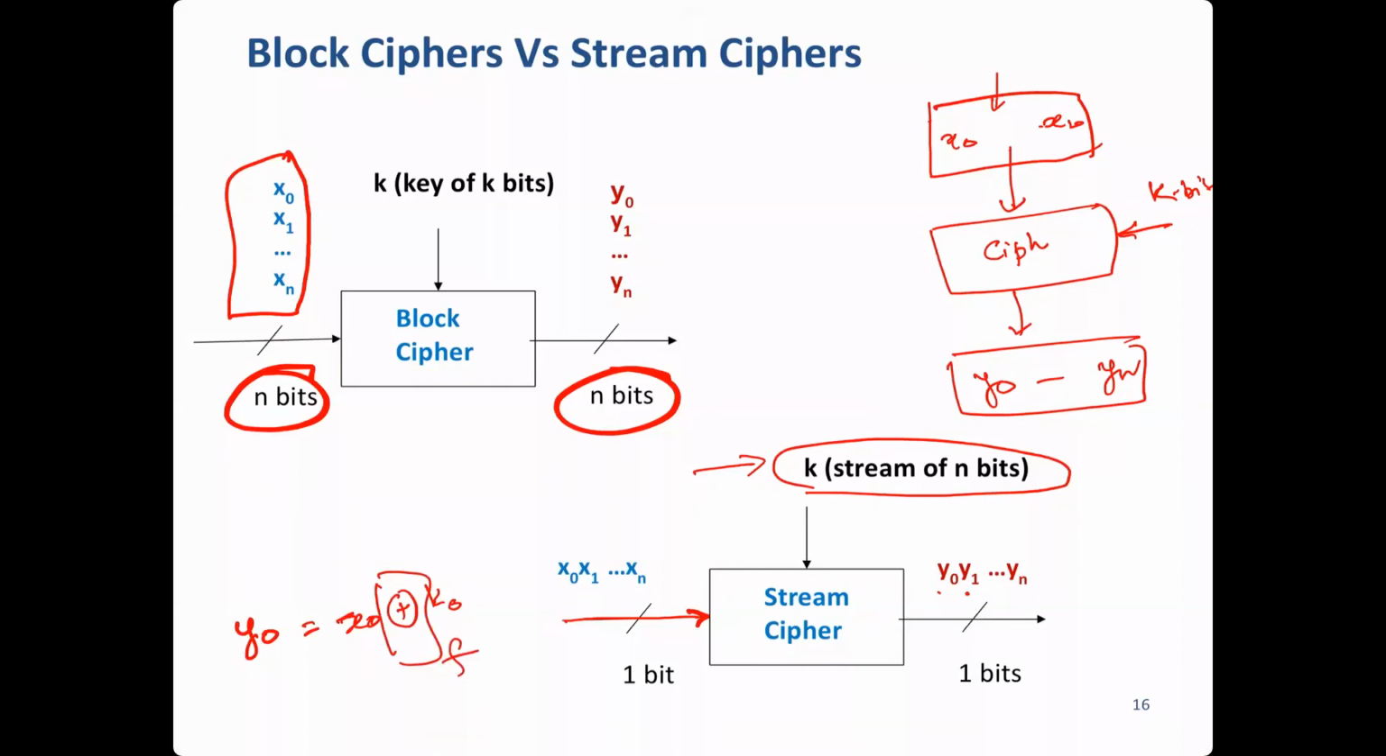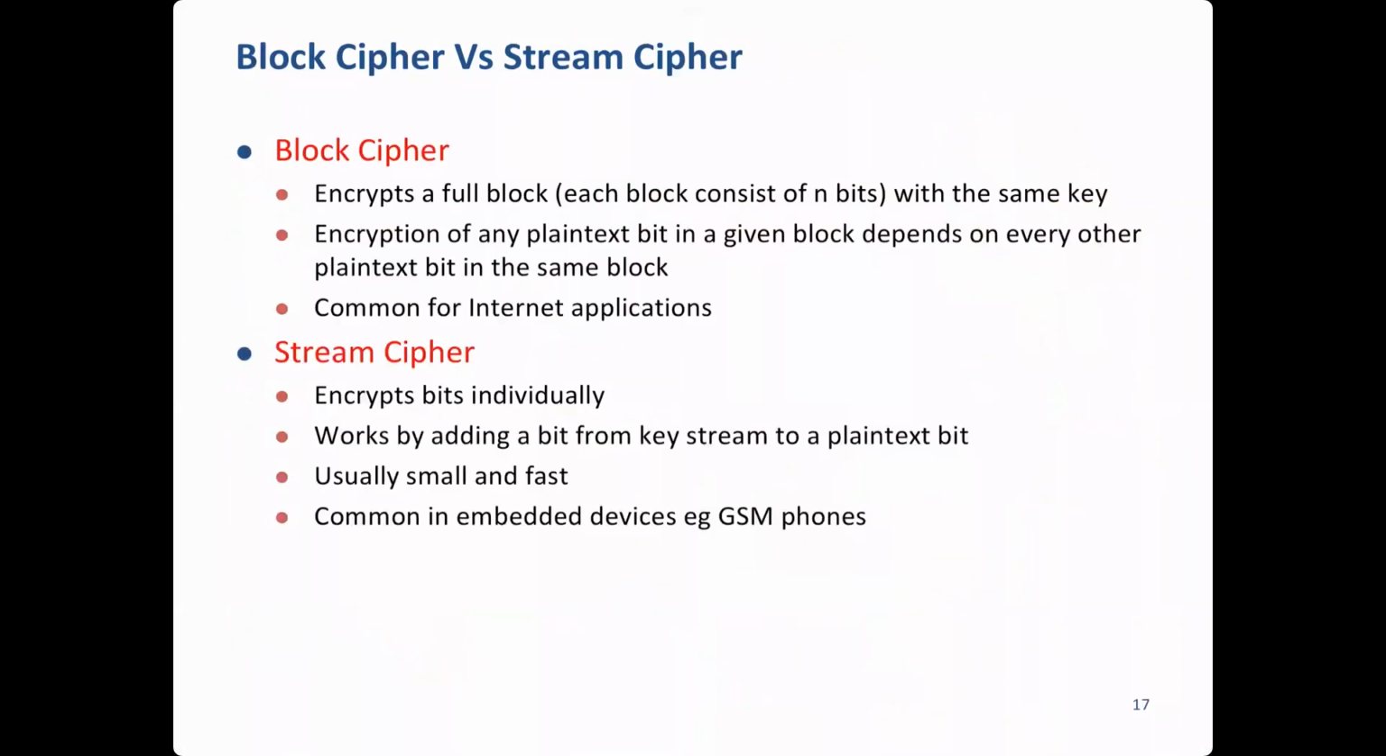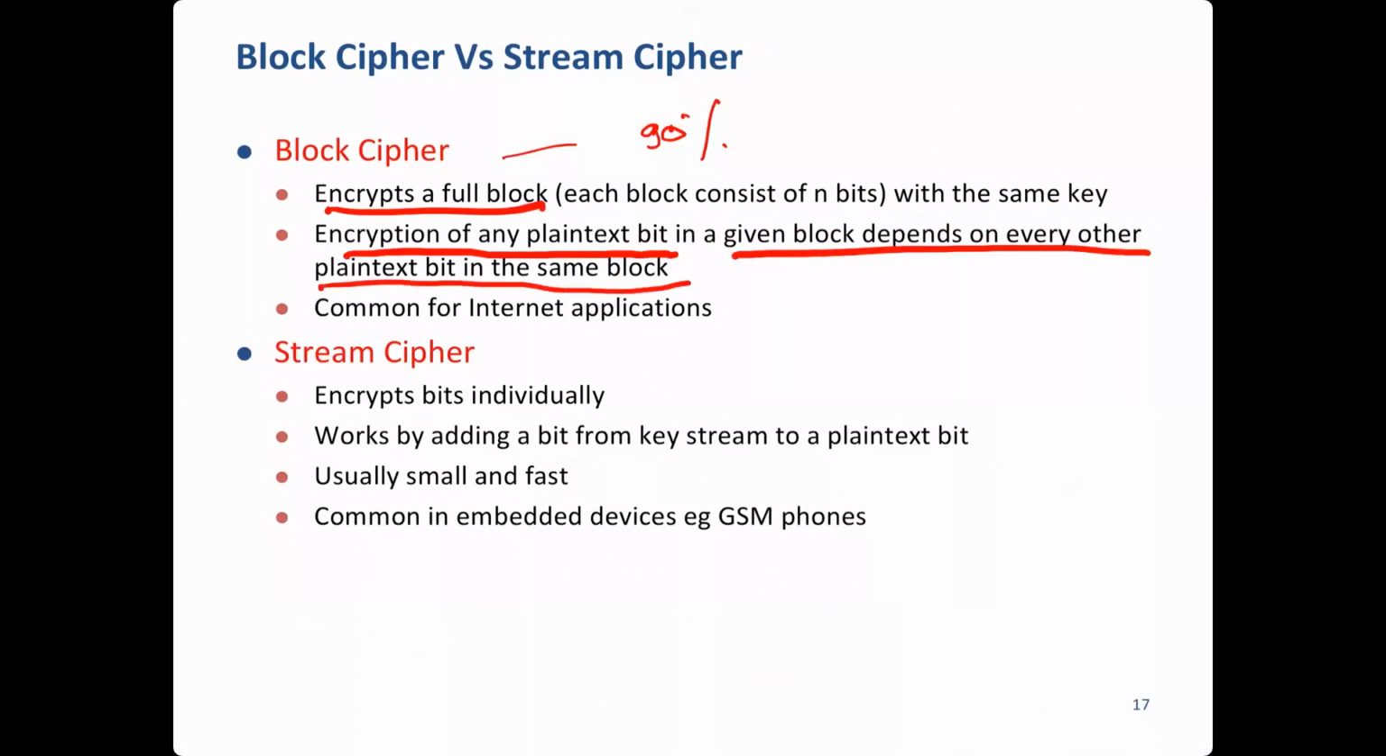So this input is 1 bit, output is also 1 bit, and this transformation of 1 bit to 1 bit, 1 to 0 or 0 to 1 or 1 to 1, depends on the key here. All right, so to repeat, we have two types of ciphers. Block ciphers: most of the time, about 90+% of the time, we use block ciphers. We encrypt a full block. Encryption of any plain text bit in a given block depends on every other plain bit in the same block.